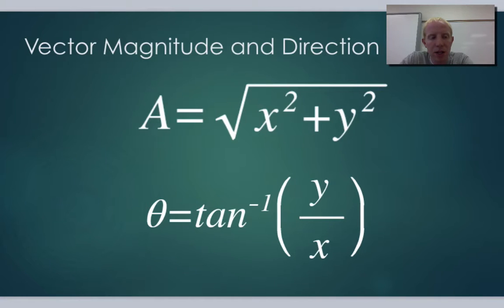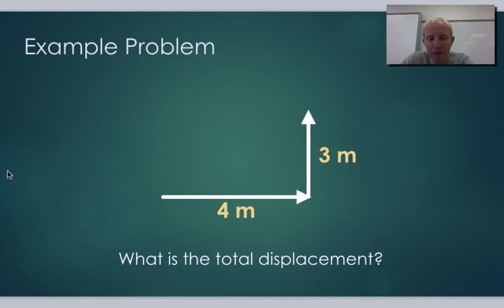So let's just look at an example problem, and I think this will kind of clarify what we're trying to do. Okay, so let's say we have these two vectors, 4 meters to the east and 3 meters to the north, and we're trying to find what the total displacement is, okay? Well, first of all, if we visualize, right, this vector is going to look something like this, right? It's going to be the hypotenuse of that triangle.